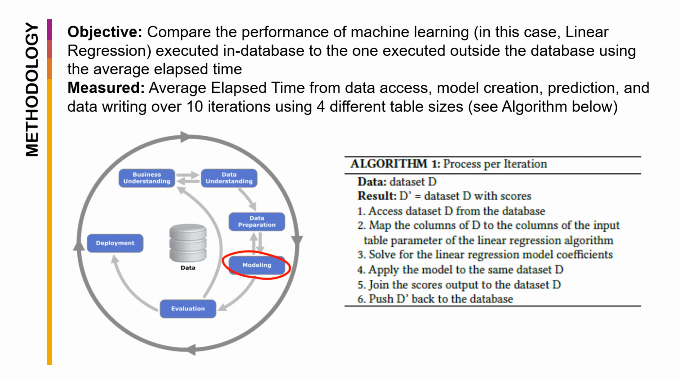Okay, to simplify the process, we provided a pseudo algorithm shown on the screen at the right side. On the left hand side is the CRISP-DM, or the Cross Industry Standard Process for Data Mining. Encircled there is the modeling phase, just to emphasize that the focus of this project is specifically on the modeling part, where predictive models are created.